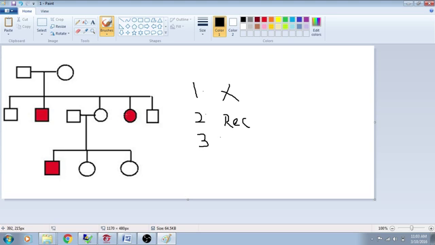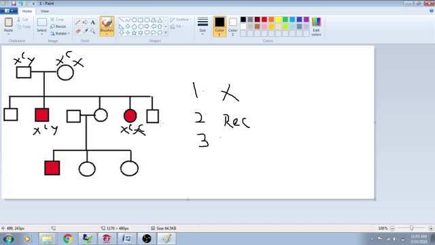That means if the disease has to be X-linked, she has to be XC XC if XC is the affected chromosome, and he has to be XC Y. So for this to happen, here there has to be an XC chromosome, and here there has to be a minimum of one XC chromosome.